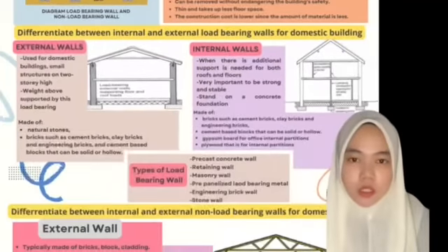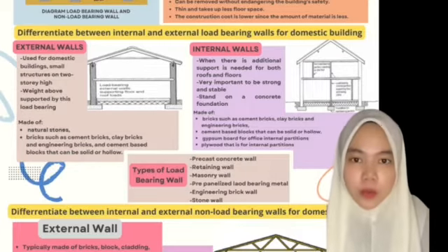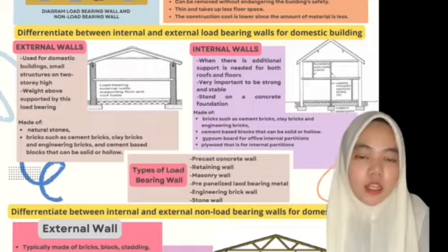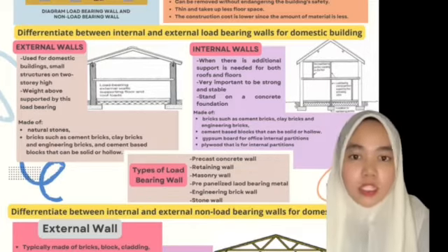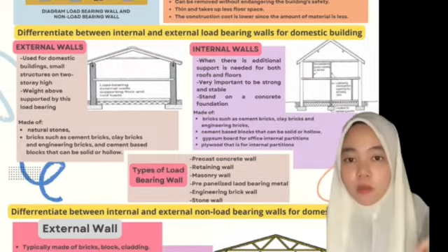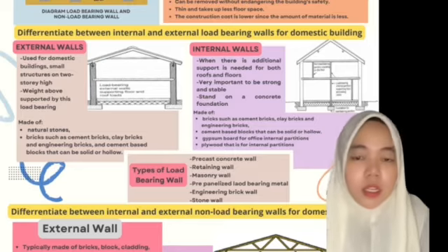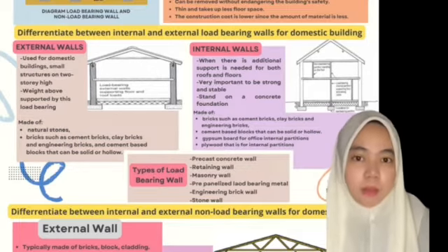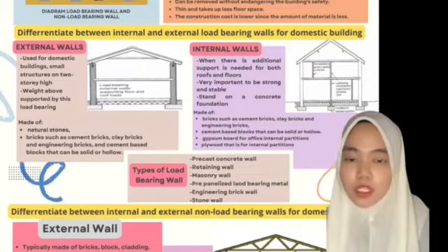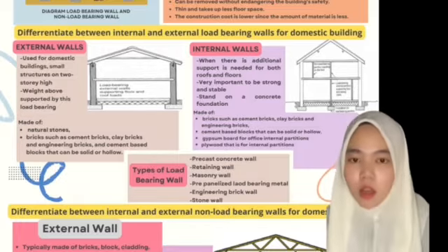Now, we will go through the differences between the external and internal load-bearing walls. External walls are usually used in domestic buildings or any small structures up to 2 stories high. Usually, the weight above is supported by this load-bearing wall, and most of the time, the external walls will be made of natural stones or bricks such as cement bricks, clay bricks, or engineering bricks that can be hollow or solid.